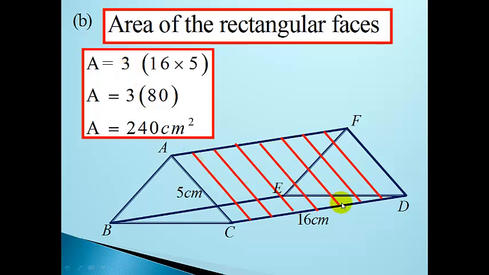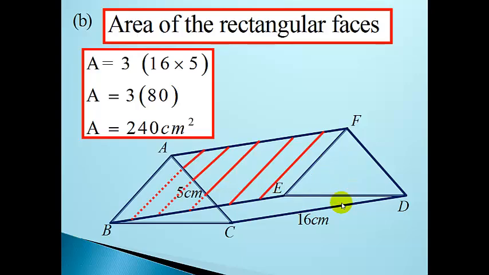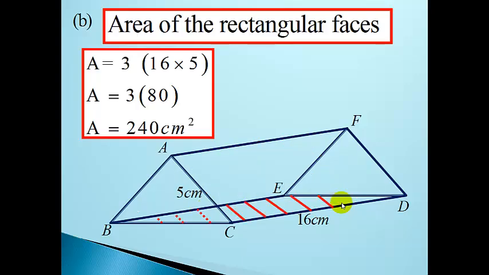The first one is the shaded portion. This is the second one. And this is the third one. And they are all the same because the triangular portion is an equilateral triangle. The cross section is an equilateral triangle. So now when you multiply 16 by 5, that is the length by the breadth, we have 80. We multiply by 3 because we have 3 rectangular faces. So 3 times 80 is giving us 240. So the area is equal to 240 centimeters square.